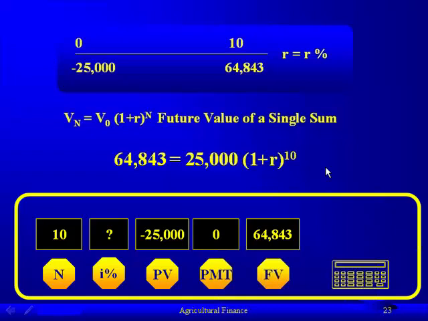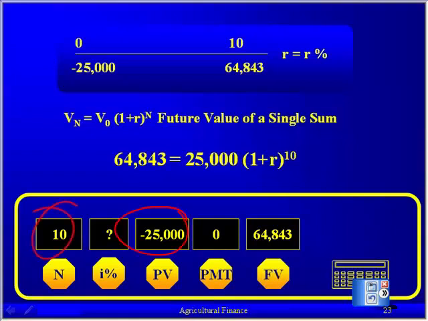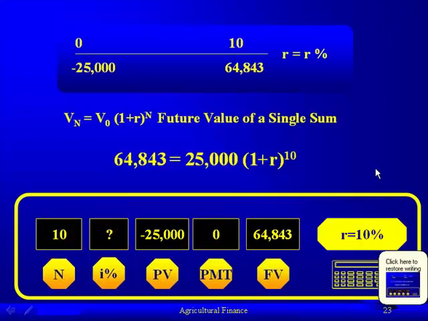You're going to put 10 N, a $25,000 present value, zero out the payment because we're not dealing with annuities yet. The future value is $64,843. We plug this into our calculator, and the rate comes out to 10%.